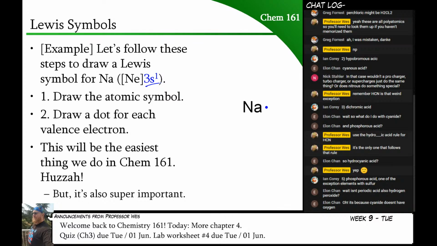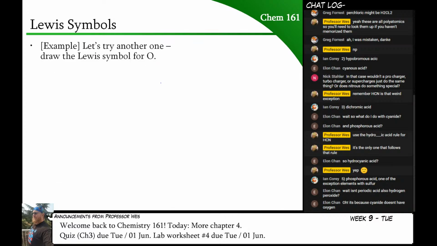Now, this is the easiest thing you're going to do in this class, but it's also one of the most important, because from here, we're going to do so many different things. Let's do an example for oxygen. So first, let's look at oxygen's electron configuration so we can count its valence electrons. There it is. So you can see I have 6 valence electrons in n equals 2.